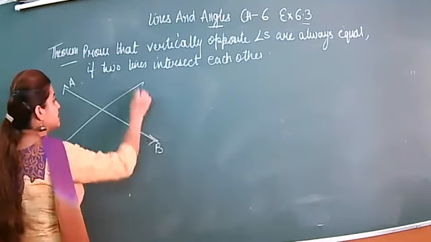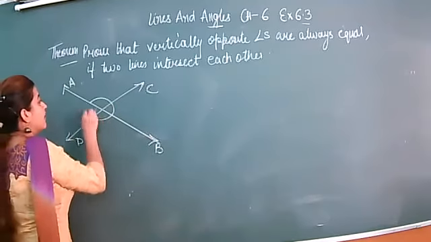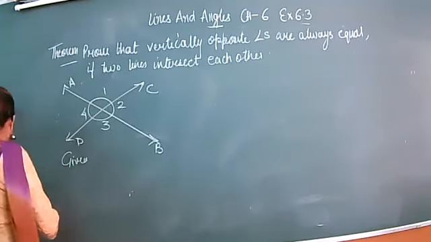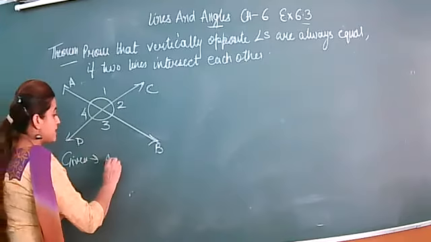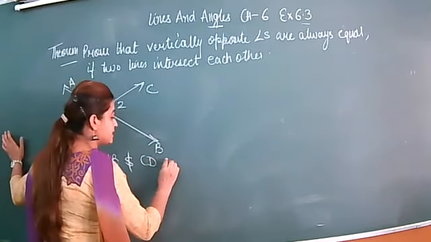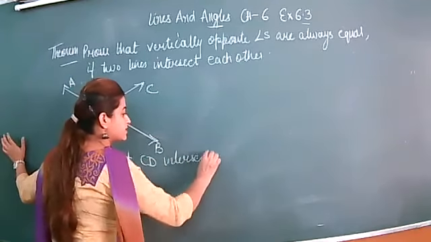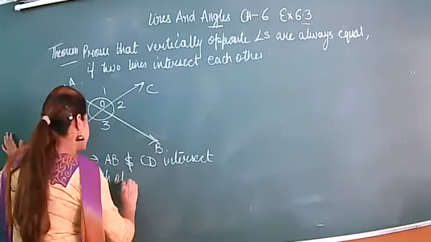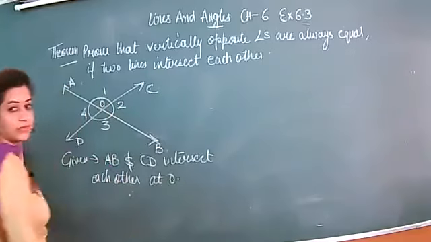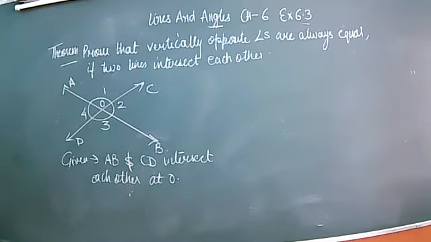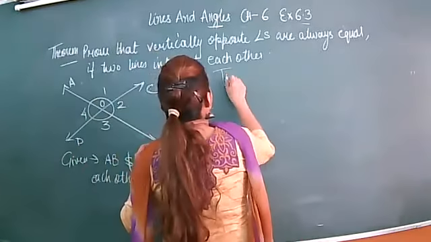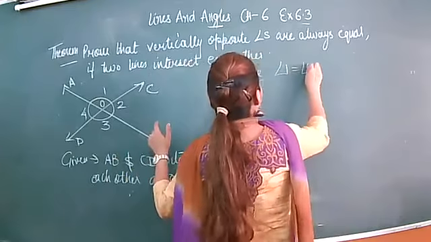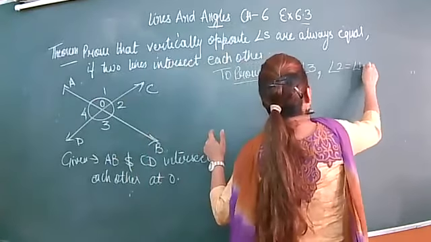So I have drawn two lines AB and CD. Here, mark the numbers 1, 2, 3, 4. Actually, what we want to show is, first is given, and in the given, what you will write, AB and CD intersect each other at O. Is it okay? This concept is given to you, and to prove, what we want to prove is, we want to prove that angle 1 is equal to angle 3 and angle 2 is equal to angle 4.